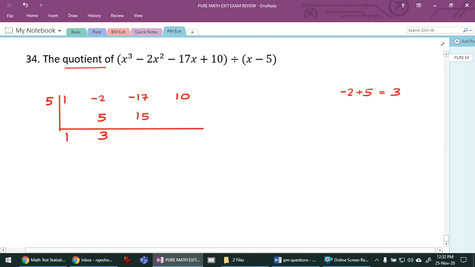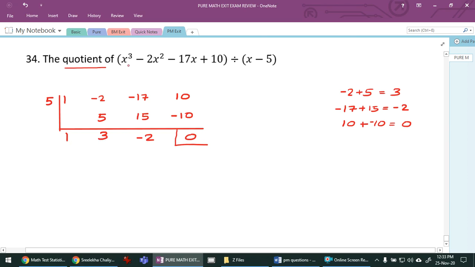Then this I will add: minus 17 plus 15 is minus 2. So I will write minus 2. Now I will multiply 5 and minus 2. 5 into minus 2 is minus 10. Now I will add 10 plus minus 10. The answer is 0. So this is the remainder. 0 is the remainder. So now you have got 3 numbers, 1, 3 and minus 2.